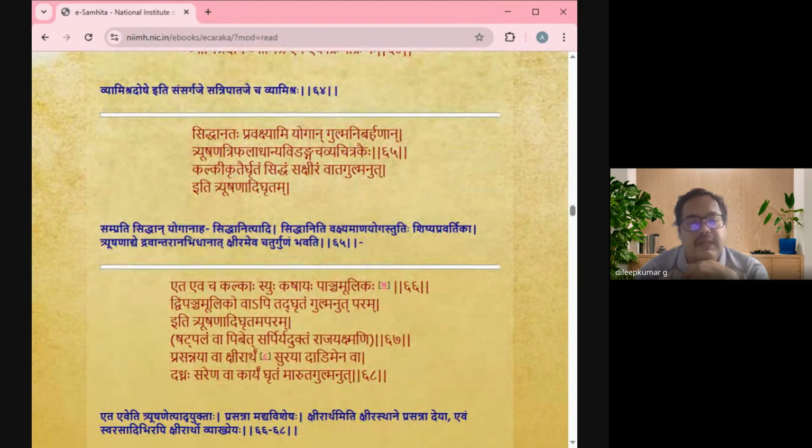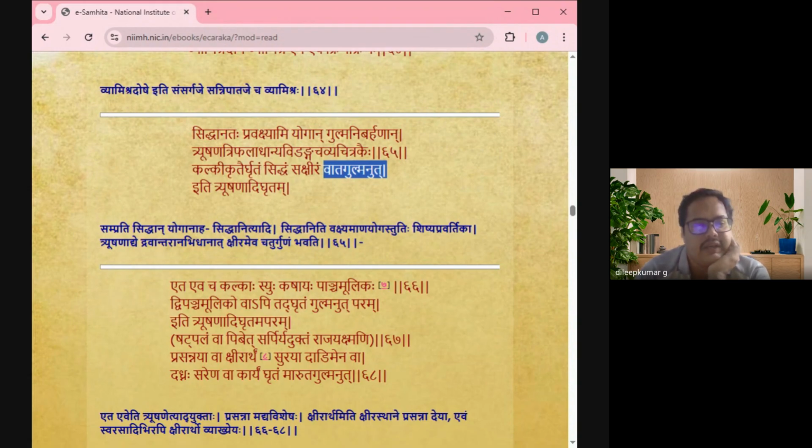Next, there is a list of grutas which can be utilized in different types of gulmas. The first one is Trayushanadi Grutam. It is useful in Vataja Gulma. So Trayushanadhikruta is indicated in a disease, or it has an Adhikara.